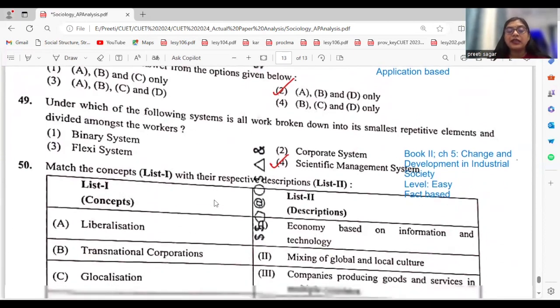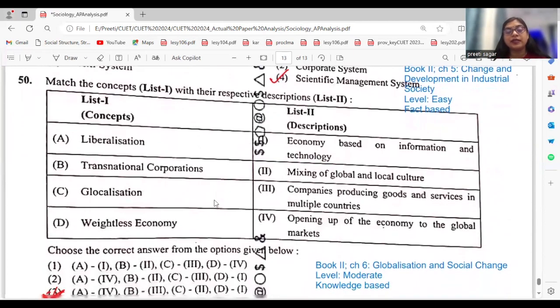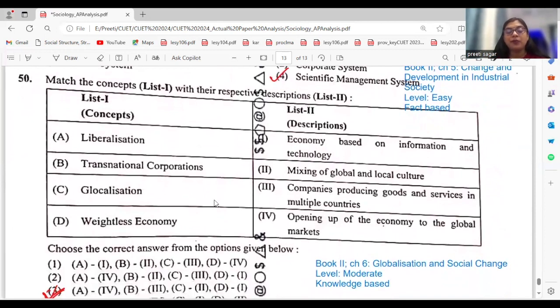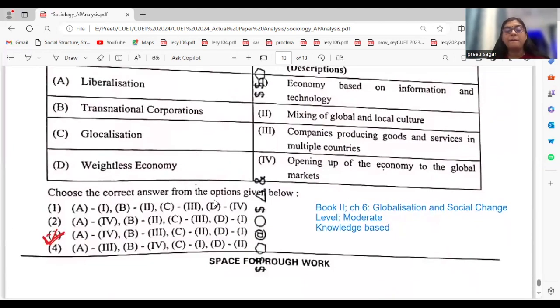Match the concept, list 1, with their respective descriptions, list 2. Liberalization is the policy in which the economy gets opened up to the global market. Transnational corporations are the companies that produce goods and services in multiple countries. Globalization, that is mixing of global and local culture. Weightless economy is the economy based on information and technology. Option 3, A4, B3, C2, D1 is the right answer.